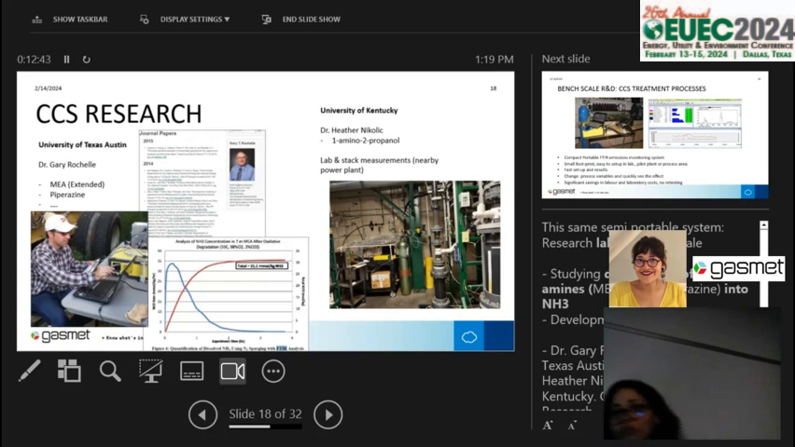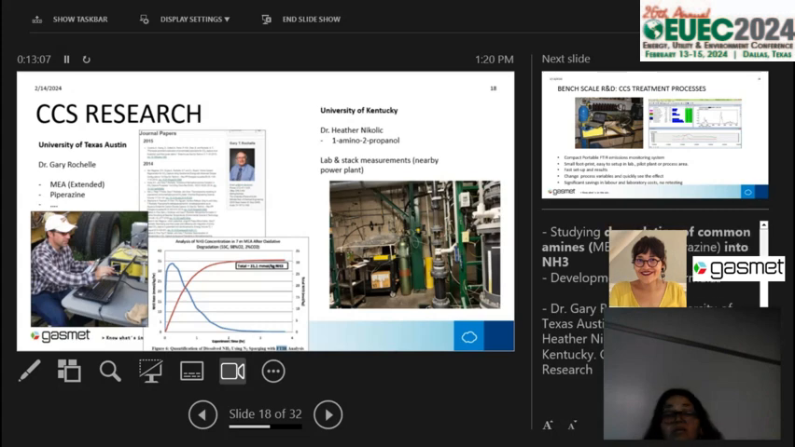The same semi-portable system is deployed in research, lab, and field scale applications, such as studying degradation of common amines like MEA, as I was saying, AMP, piperazine, and of course always ammonia, and also the development of new formulas. Here's a couple examples: one at the University of Texas at Austin and one at the University of Kentucky Center for Applied Energy Research.